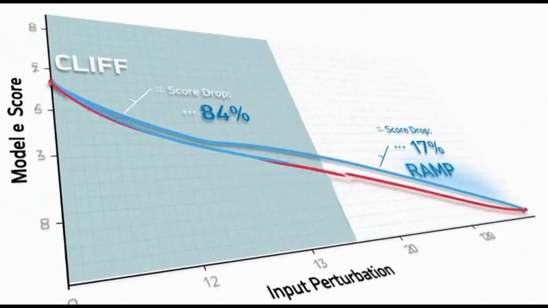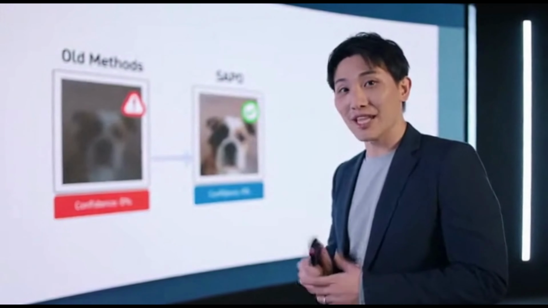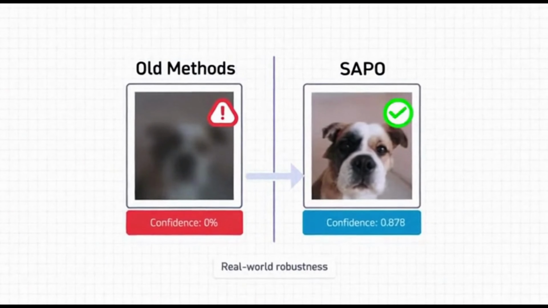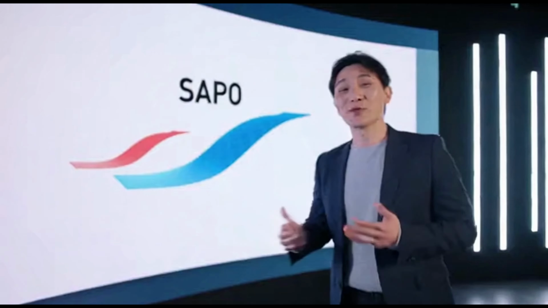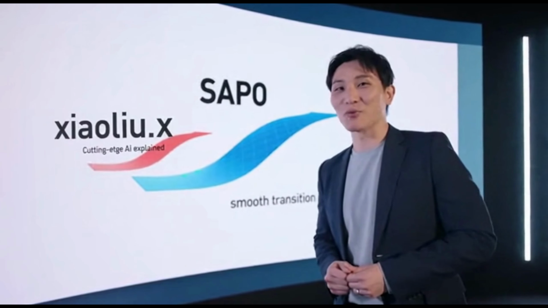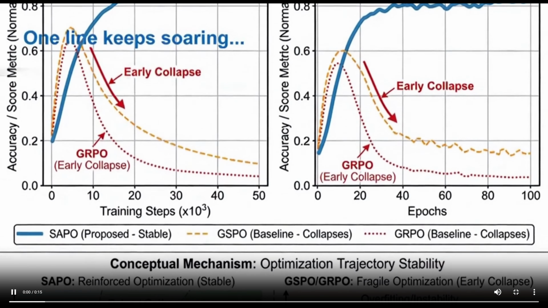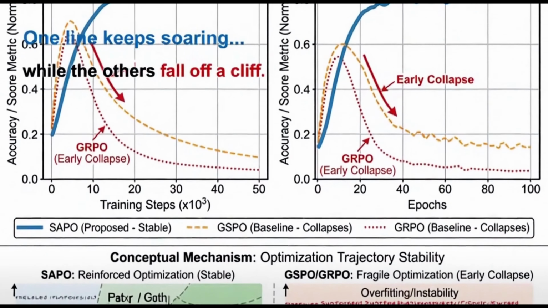Traditional defenses drop off a cliff: a tiny input change, and the model collapses. SAPO replaces that cliff with a ramp. Graceful, controlled, and robust. The result? Predictions stay confident, even under pressure. One line keeps soaring, while the others fall off a cliff.